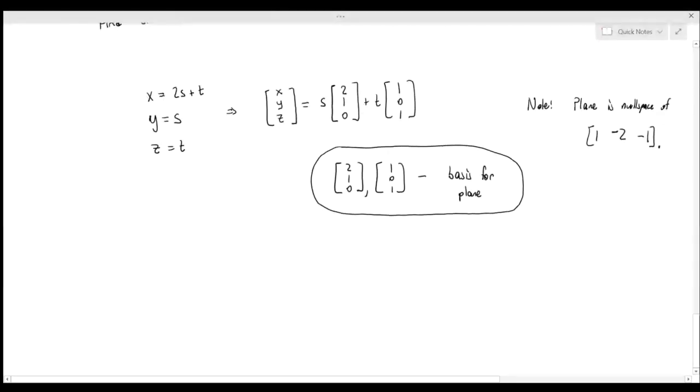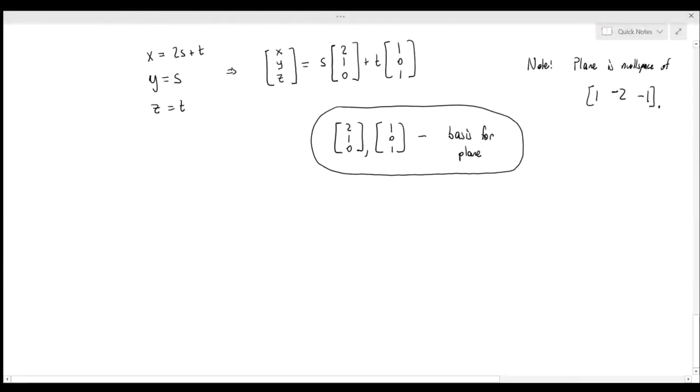All right. Now we have a basis for the plane, but we wanted an orthonormal basis. So this here is going to be my vectors v1 and v2, and I'm going to apply the Gram-Schmidt algorithm to these basis vectors.